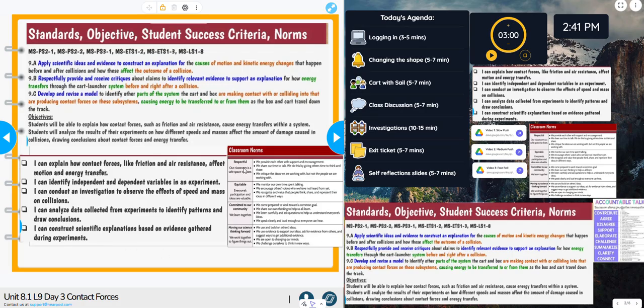Remember our classroom norms. We're going to be respectful. We're going to be equitable. Everyone participates. All ideas are valuable. We're going to be committed to our community. We're going to learn by doing together, those discussions and those other pieces. And we're going to move our science thinking forward. We're going to start to figure things out together.